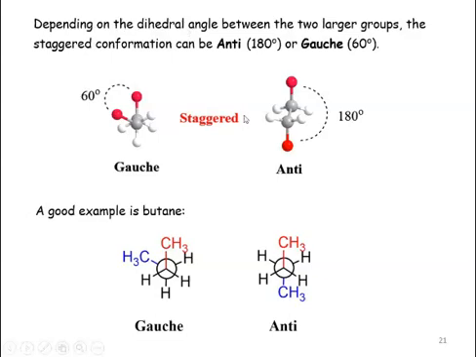Depending on the dihedral angle between the two larger groups on the staggered conformation, they can be classified as anti or gauche conformation. Now, what are these gauche and anti conformations? Let us see in detail.